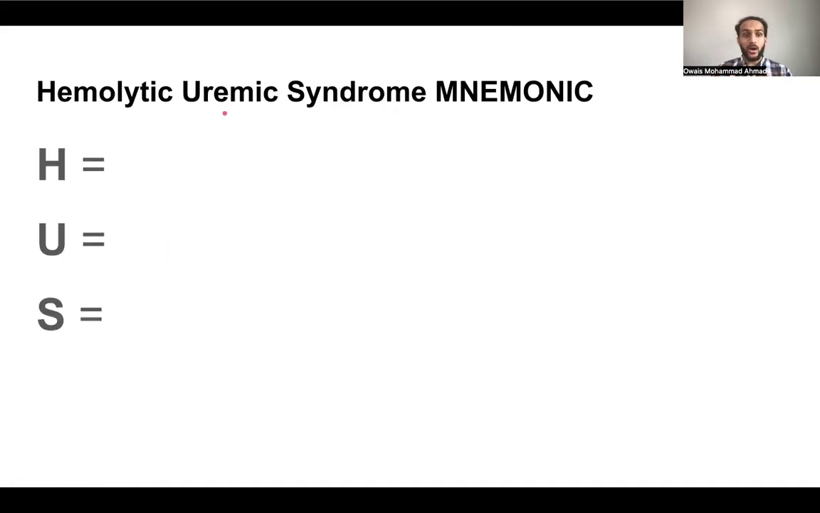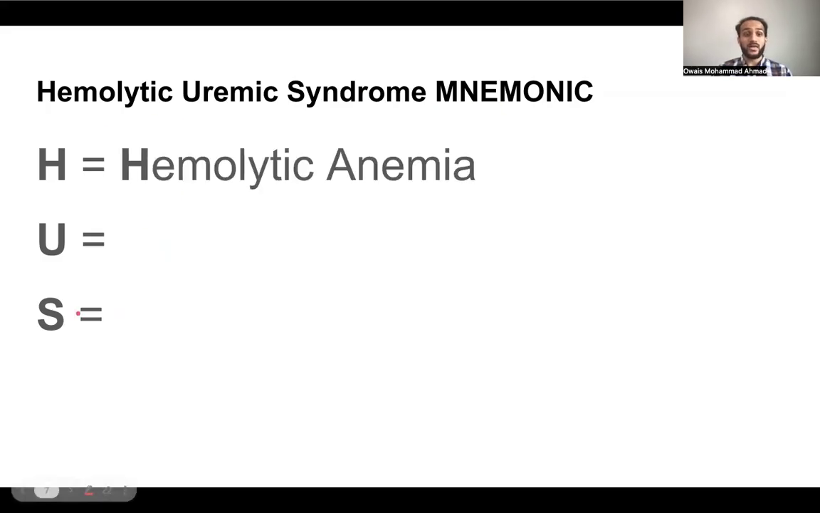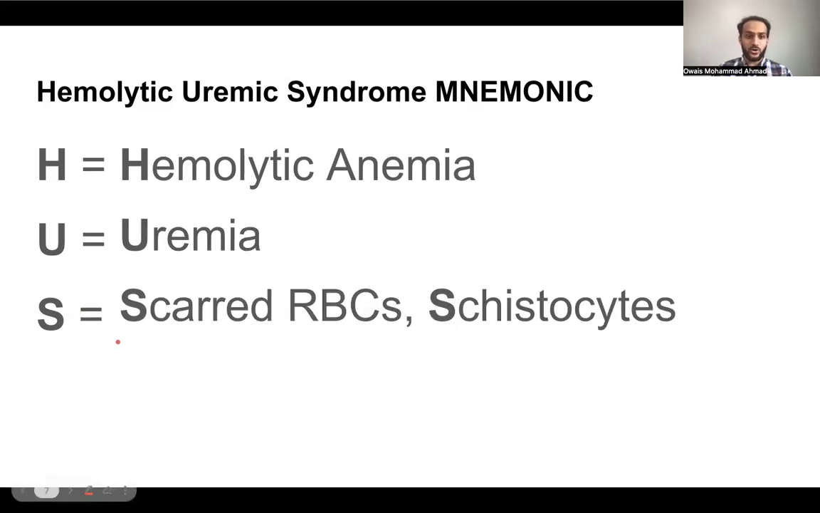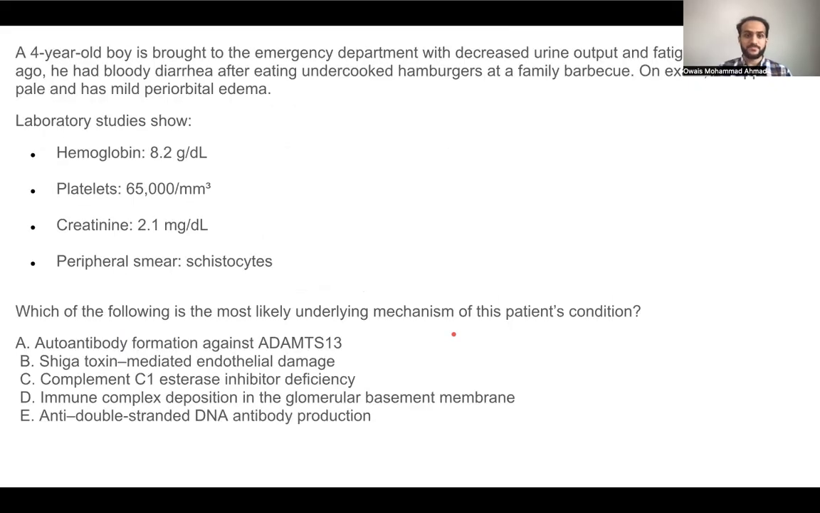I would end this lesson by giving a mnemonic, a memory anchor. H as in hemolytic anemia, U as in uremia, S as in scarred red blood cells, or S as in schistocytes. Towards the end of the lesson, I will also go through a USMLE style question. When I do a question with a student, I always try to start off with the last sentence: which of the following is the most likely underlying mechanism of this patient's condition?